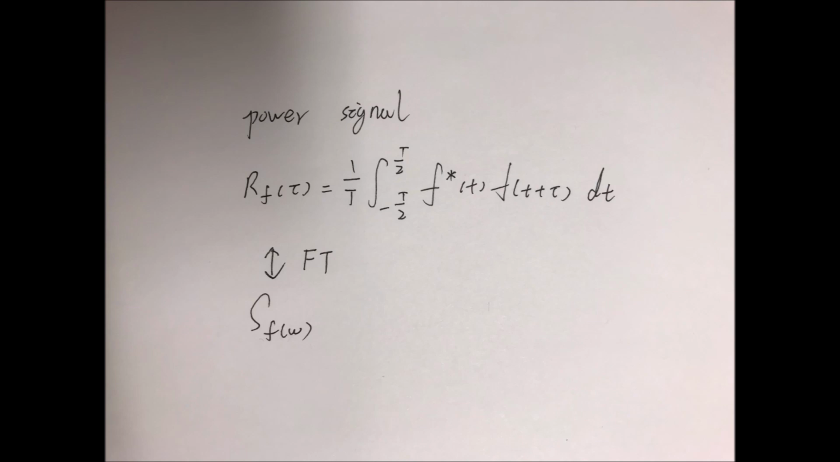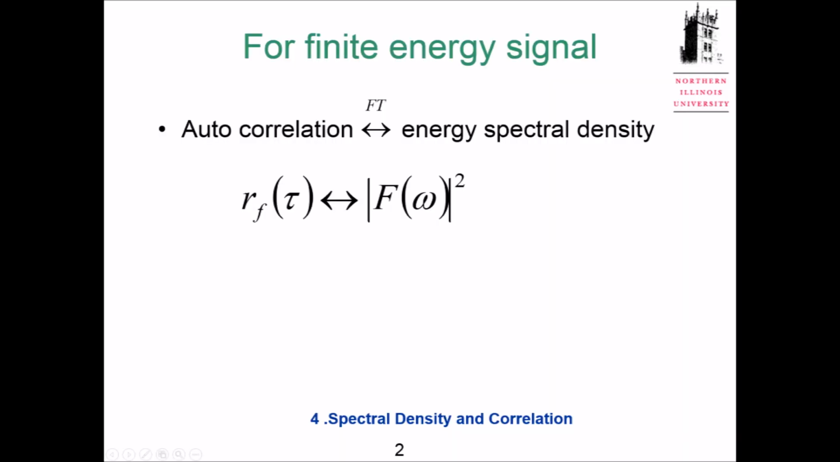Remember, we talked about R(tau) and S(f) formula. So your autocorrelation and power spectral density, they are a pair of Fourier transform. For energy signal, we have a similar thing. So here, R(tau), my autocorrelation for energy signal is this one, and your energy spectral density, they are a pair of Fourier transform.